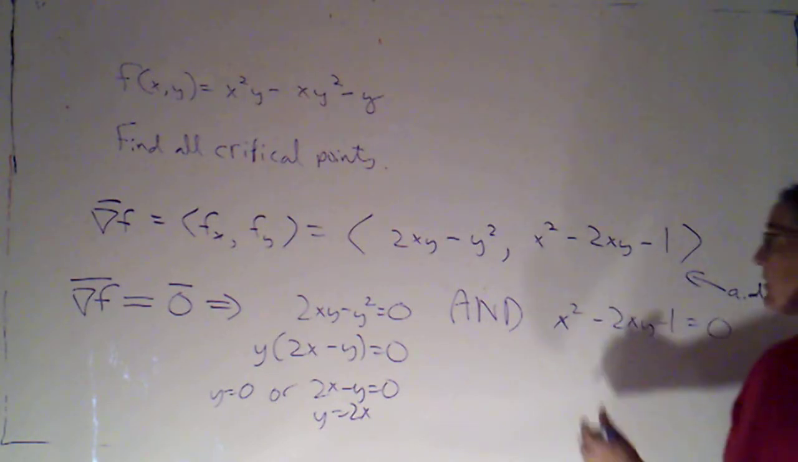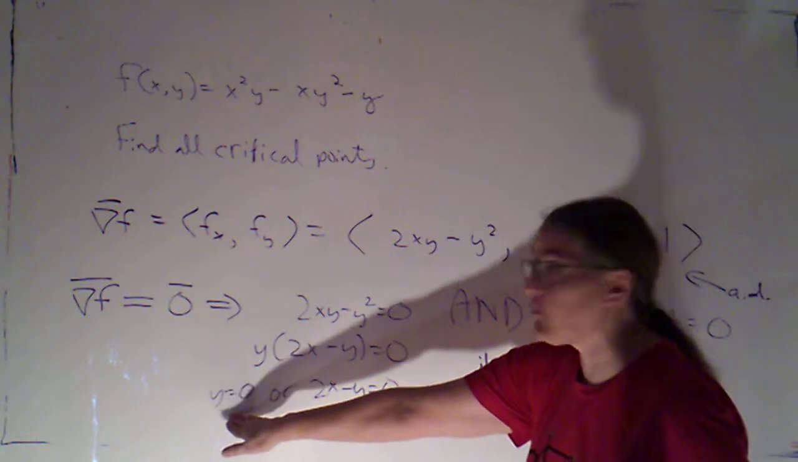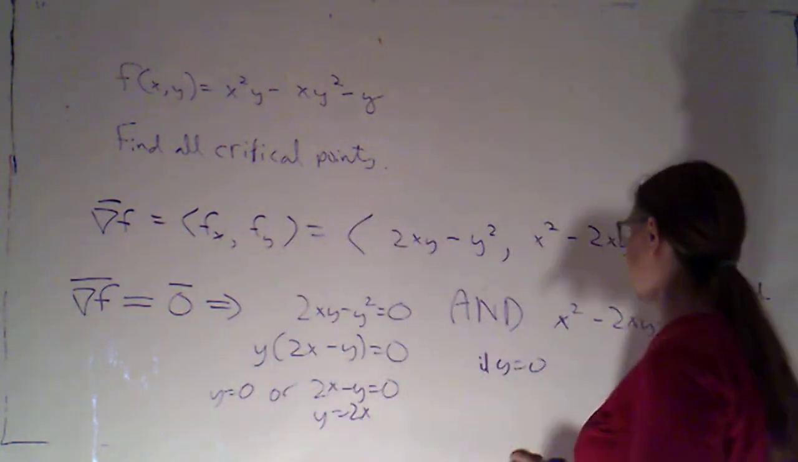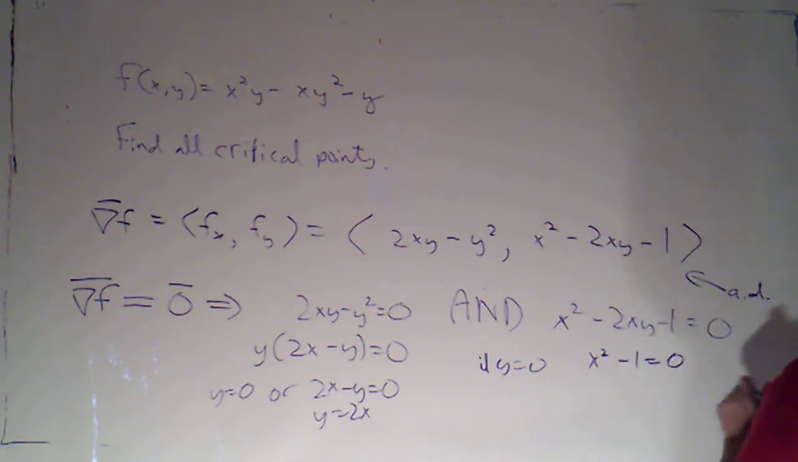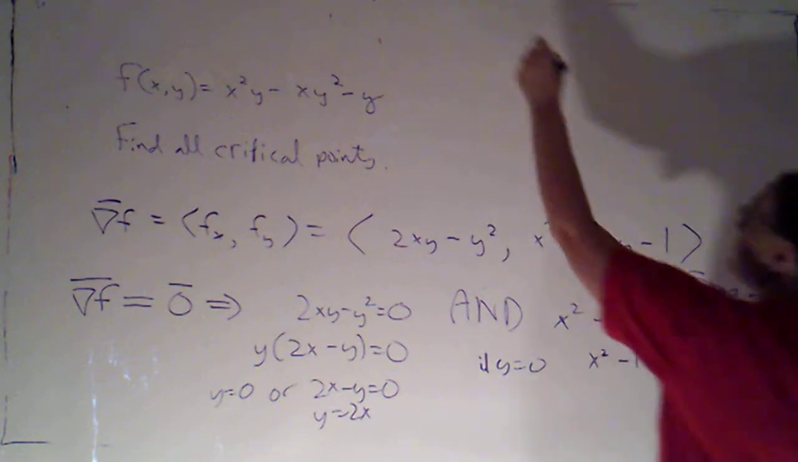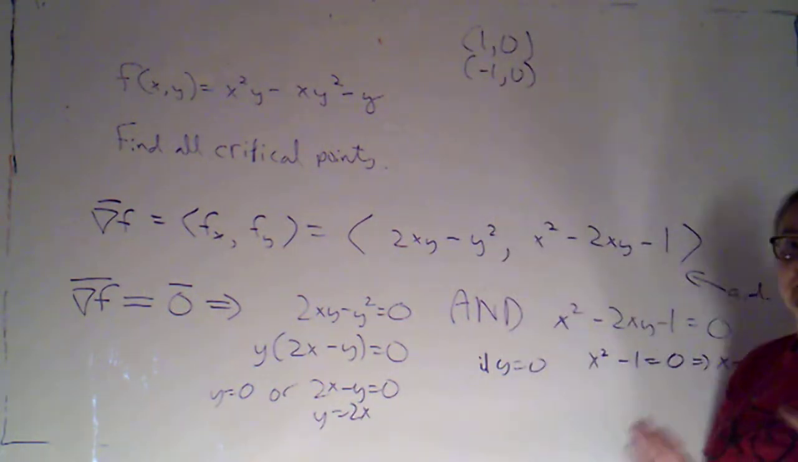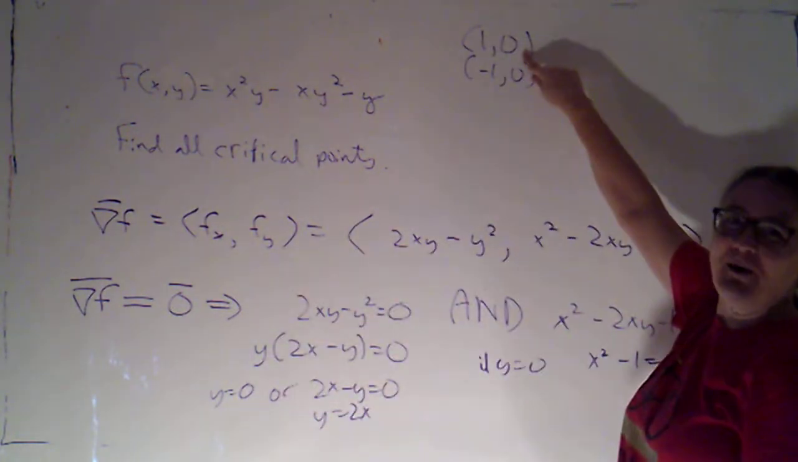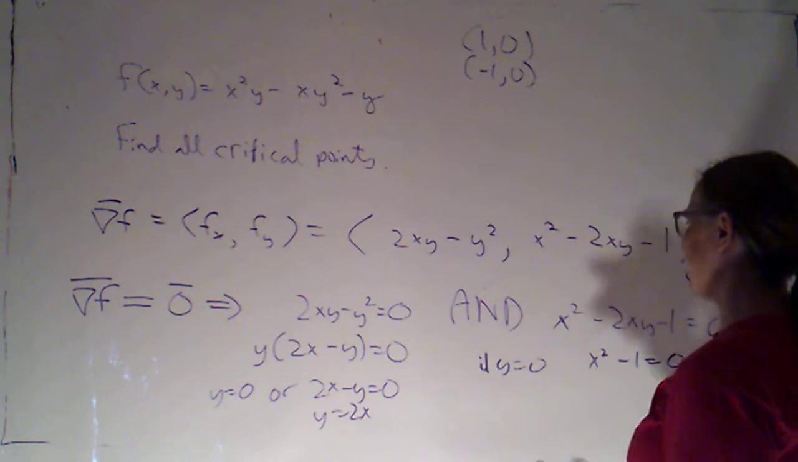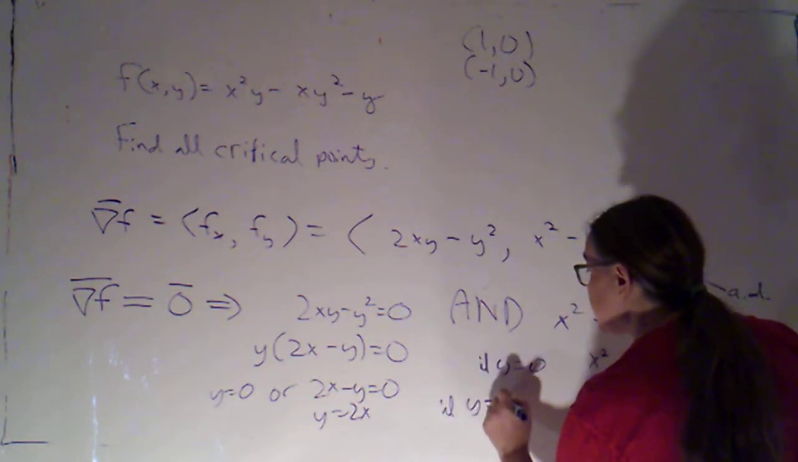Okay. So, over here, if y is equal to 0, which is the first way I have of satisfying this first condition, my equation becomes x squared minus 1 equals 0. Okay, so x would equal plus or minus 1. So now I've got two critical points, (1, 0) and (negative 1, 0). Do be careful. I found the y value first, but make sure you list it as the y value, not the x value.